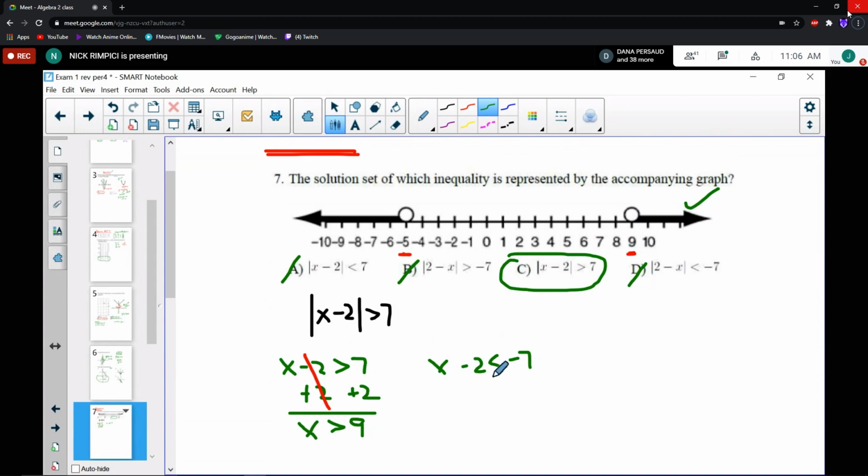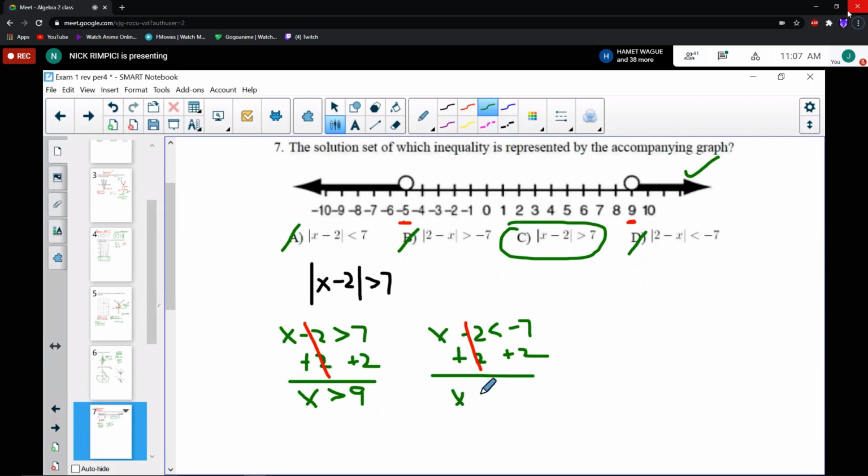Let me quickly solve this one. Plus 2 to get x by itself. These are pretty easy to solve. And x is going to be less than -5, because 2 minus 7 is -5. Okay, x is less than -5. There's -5. Things are smaller on the left-hand side, so shading goes to the left. So this checks out as well.